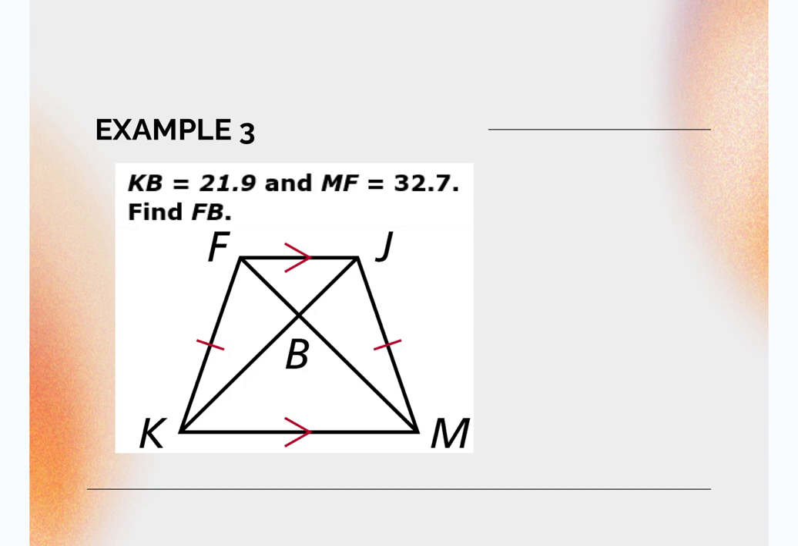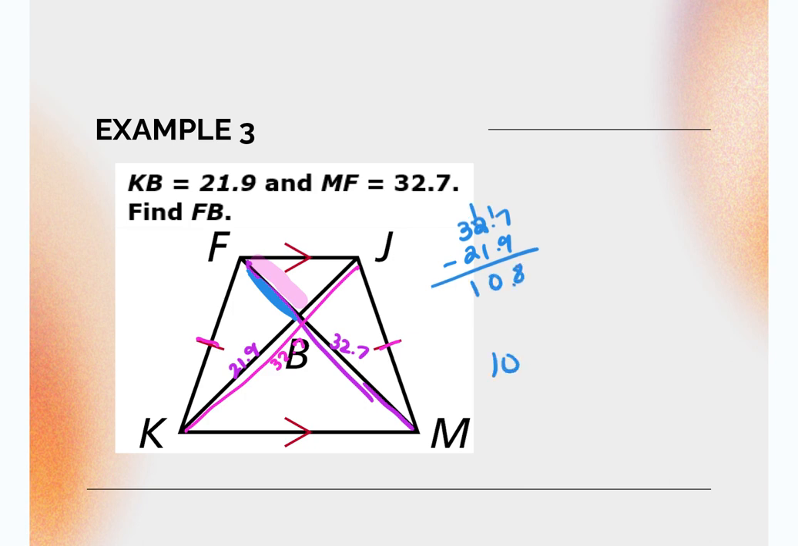Example 3 says KB is 21.9, MF is 32, this whole thing is 32.7, and it wants you to find FB. So in a trapezoid that is isosceles, which is this case, the diagonals are congruent. So this whole side here would also be 32.7. So if I want to find this smaller part, I just have to do 32.7 minus 21.9. And I get 10.8.